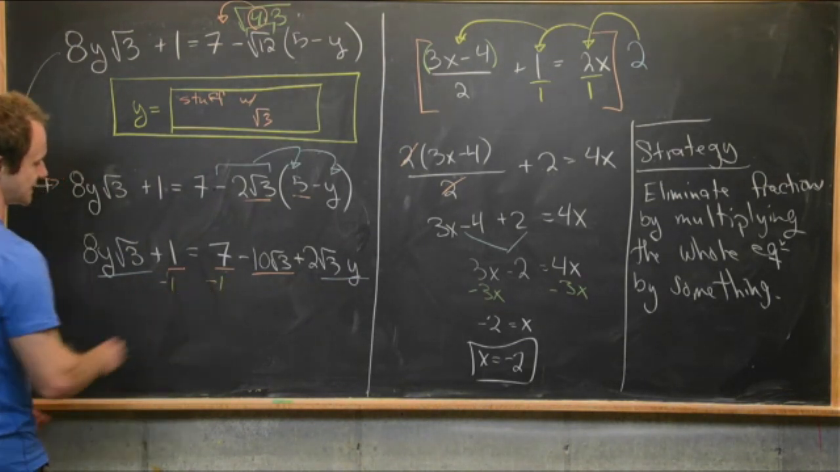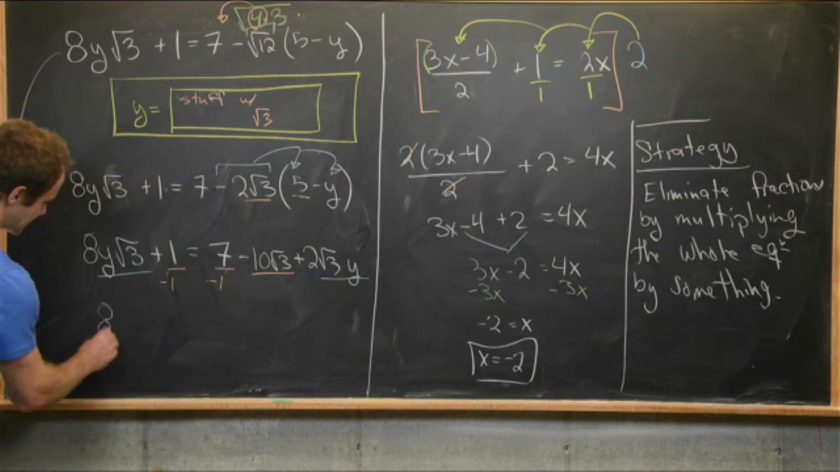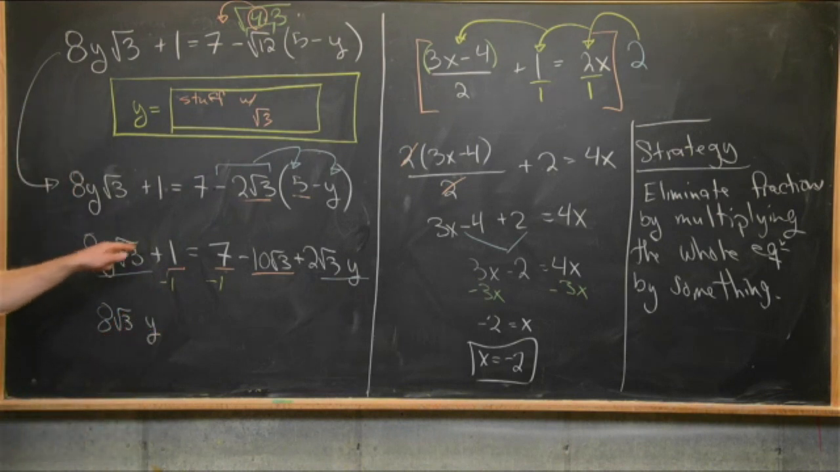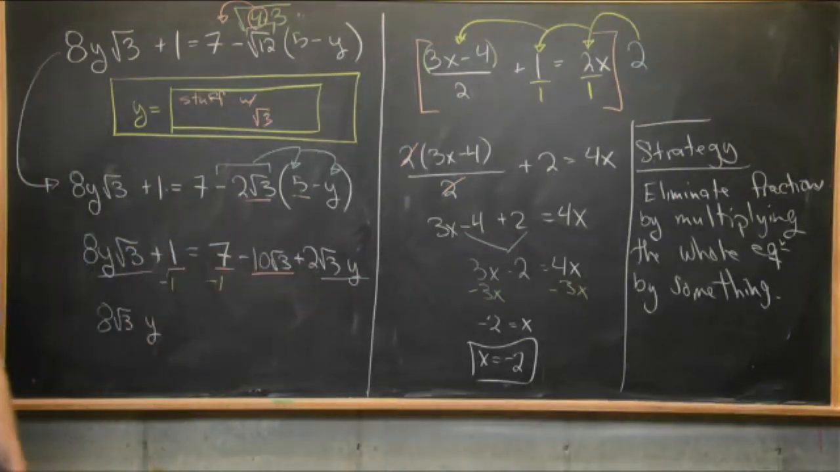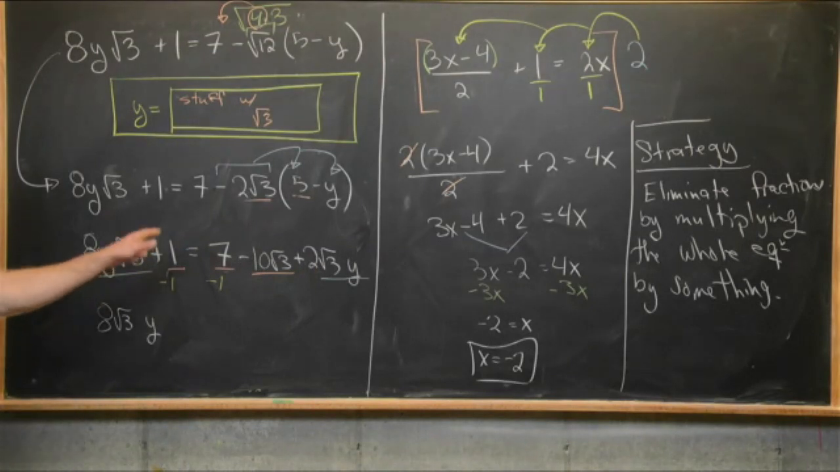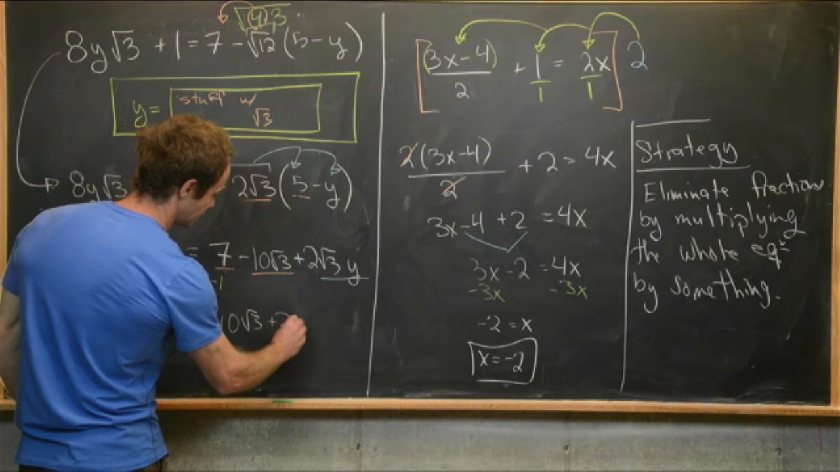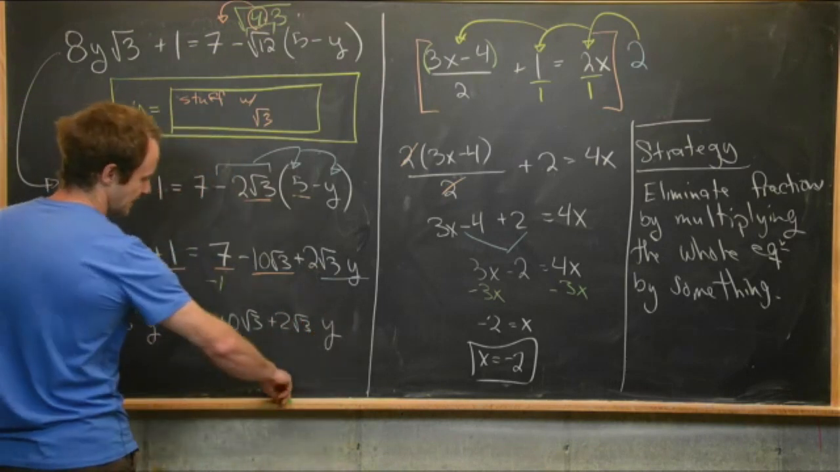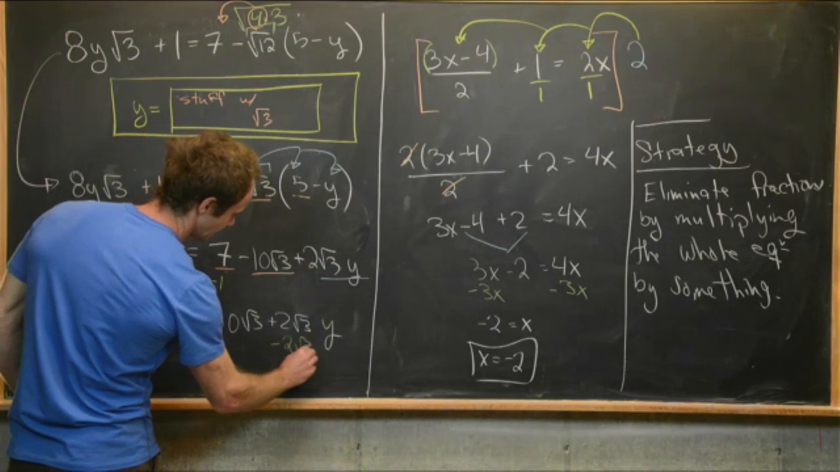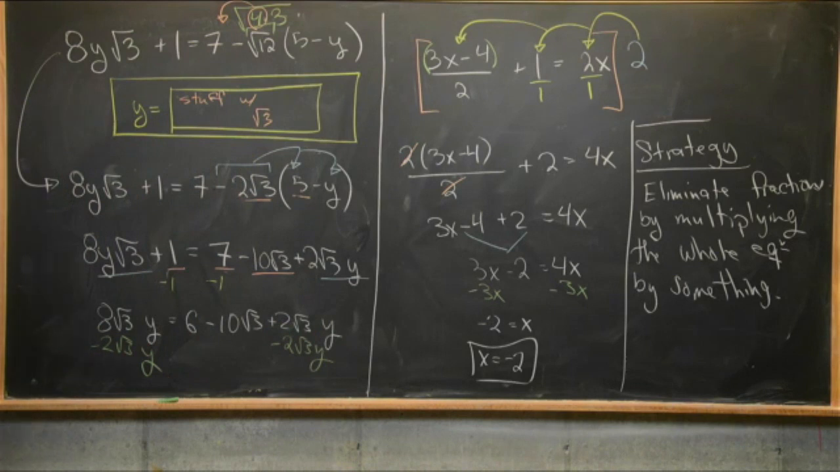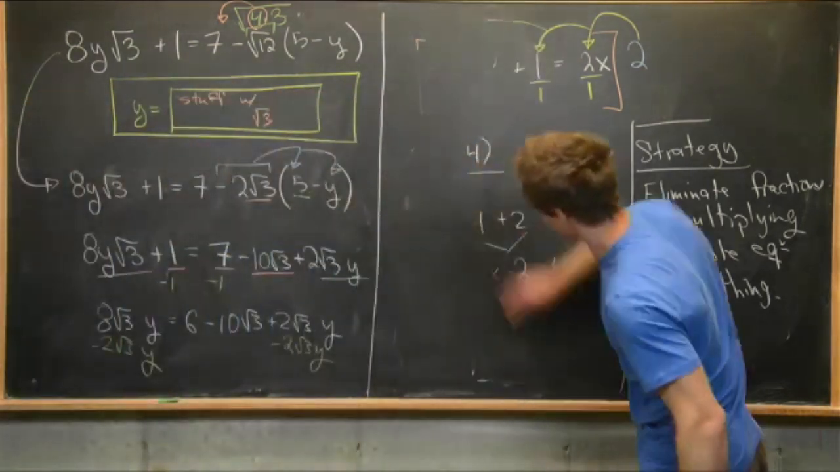We'll subtract 1 from both sides. That's going to give us 8 times the square root of 3 times y. I just rearranged this a little bit to put all the numbers out front so it looks closer to that. You can put this in any order you want, but I wanted to make those look more similar to each other. So this is going to be equal to 6 minus 10 root 3 plus 2 root 3y. Now we can take this minus 2 root 3y and take it over to that side of the equation. So let's see what that leaves us with.